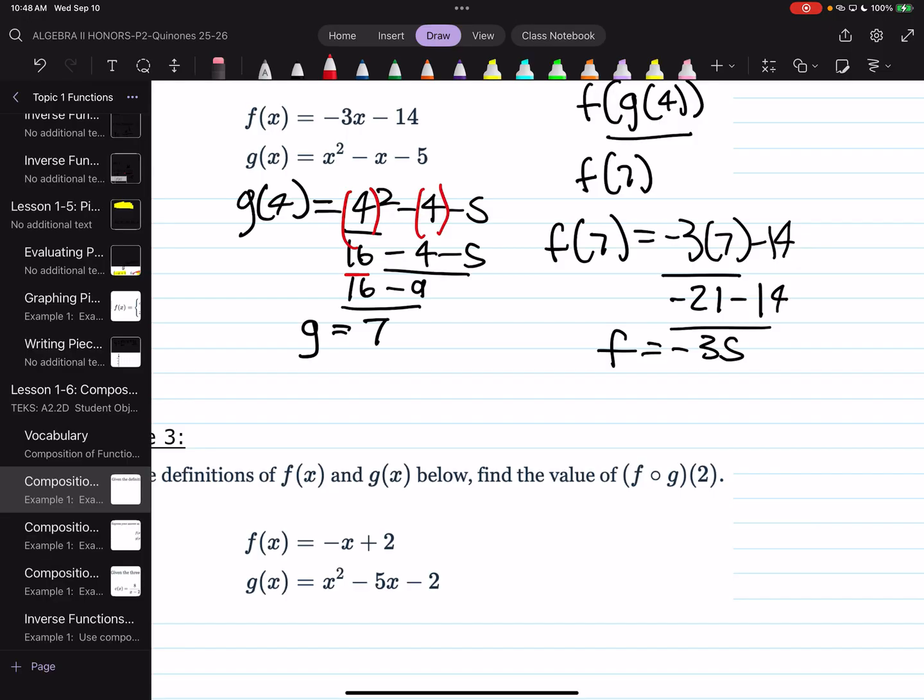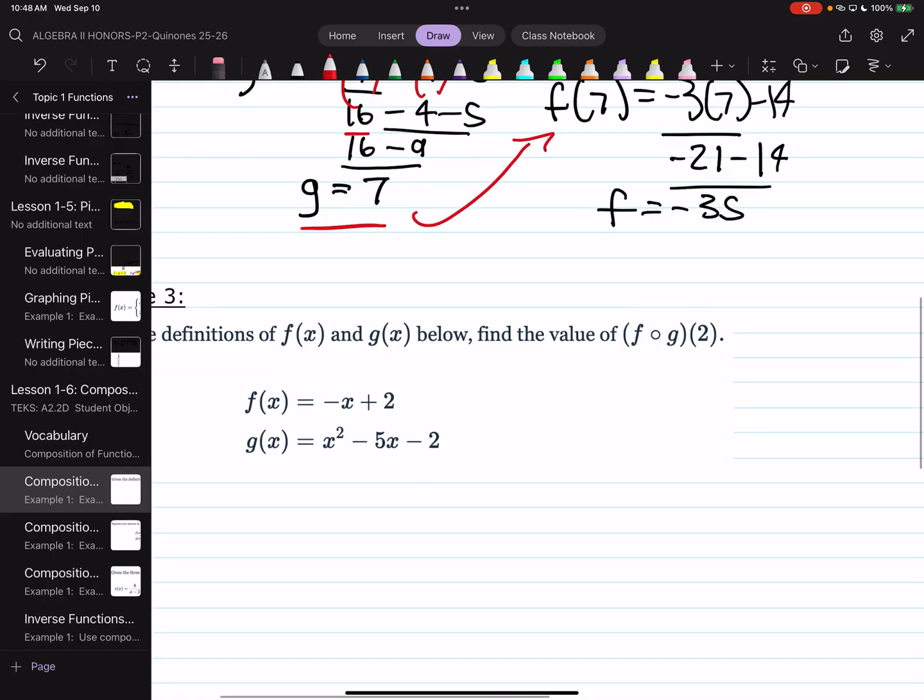Yes, this turns into 16 minus 4 minus 5. 16 minus 9 is 7. Good, I'm going to plug this value into my f function, and I indeed get negative 35. That's it. How do we feel, everybody? Good. Okay.